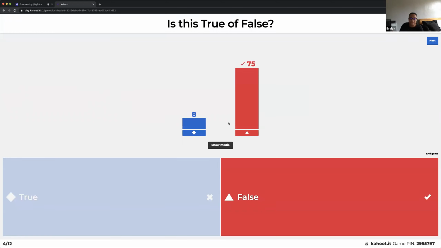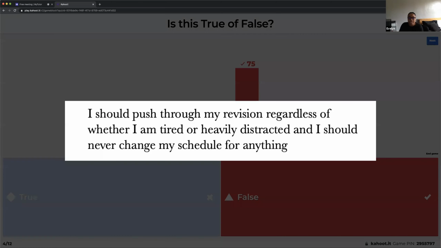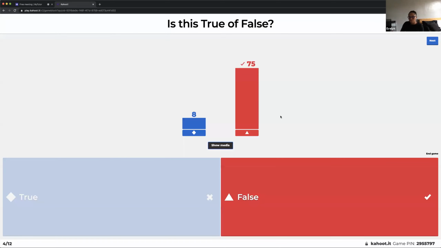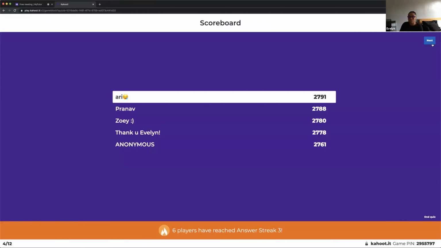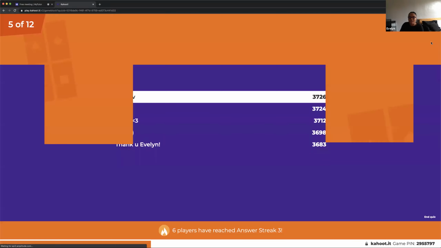That's brilliant. Perfect. False. If you are tired, if you're heavily distracted, the best thing to do is not just to push through revision, because you're not going to remember anything. The best thing to do is to change up your timetable a little bit, or move things around so that you have a time where you're comfortable revising and you don't feel like you're being pushed and forced into it, because then it's not effective. So brilliant. Well done for the top 5.